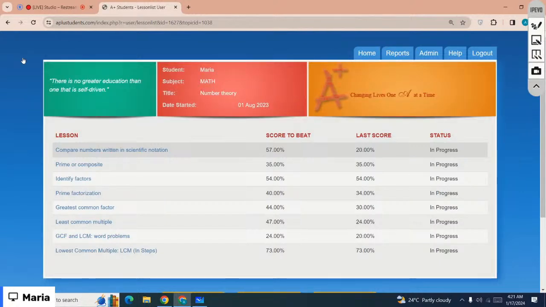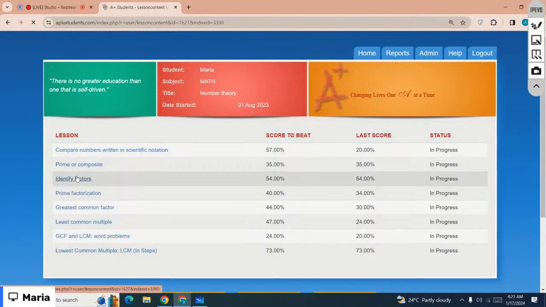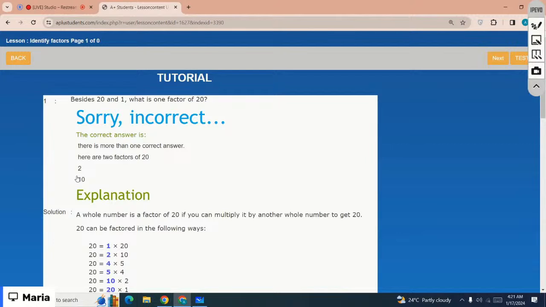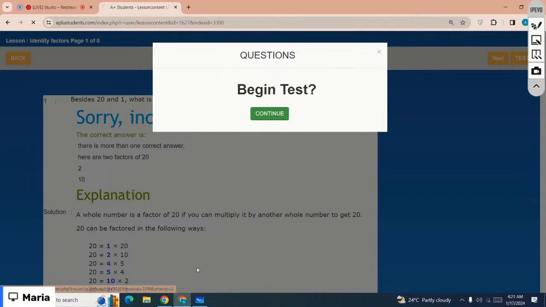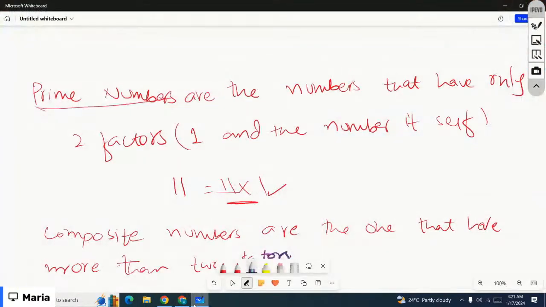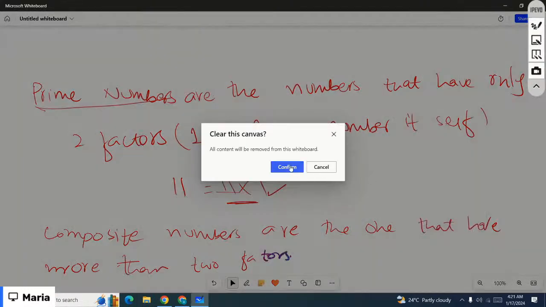The next lesson is identify factors, right? So, what are the factors? The two numbers when you multiply. For example, 4 times 2 is 8, right? So that means 4 and 2 are the factors of 8. Got it? Because when you multiply them, they make 8. 4 times 2 is 8. 4 and 2, they both are the factors of 8.